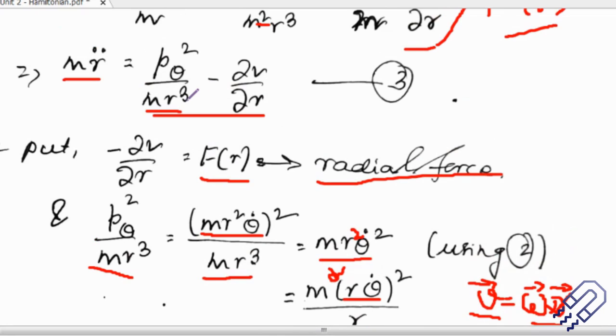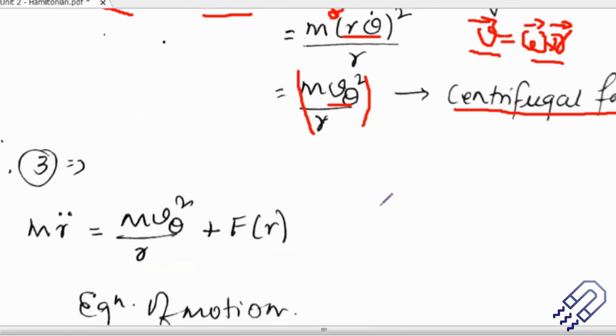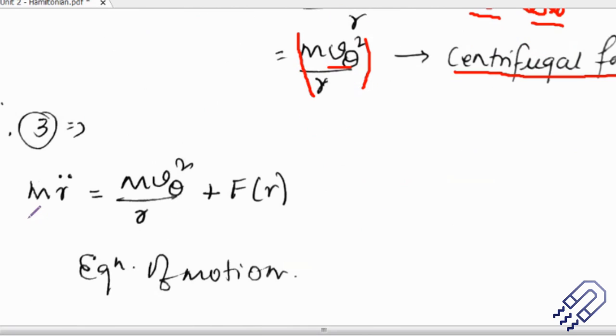So that is why this question is a bit complicated, because you want to get rid of PR, you want to get rid of P theta. So if you want to get rid of P theta, I have to play around with this equation, change it. When I change it, the final equation that I'm going to get is mv theta square by r. So now I can replace it. M r double dot is equal to mv theta square by r plus fr. This is the equation of motion.